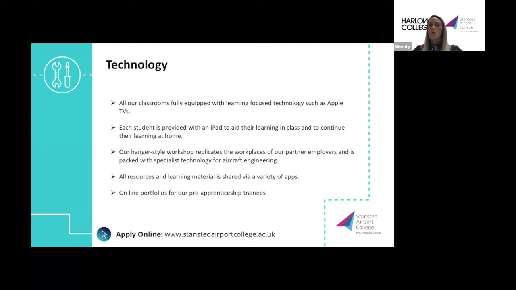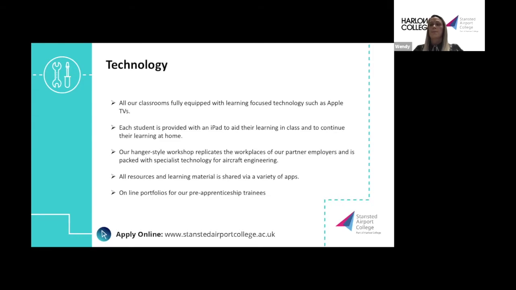Our hangar-style workshop replicates the workplaces of our partner employers and is packed full with specialist technology, specifically relating to aircraft engineering. All of our pre-apprentices will also benefit from using our online portfolio system. So all their evidence and work will be collated in one safe and secure place. And we really do work hard to develop the digital skills of the future.